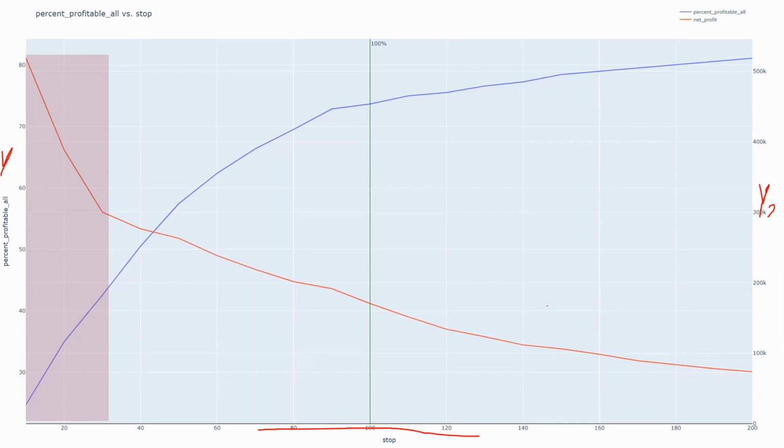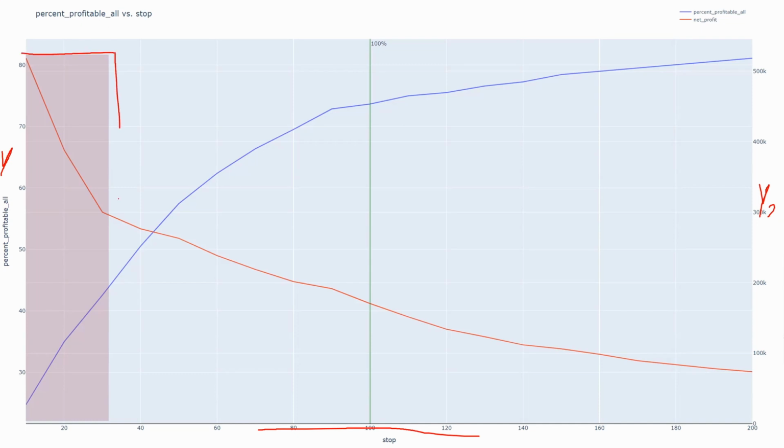But equally, we don't always necessarily get greater winners or bigger targets as a result of using wider stops. So we have to find that relationship between the size of the stop, the percentage of the time our trade's going to win, and the ultimate net profit. And that interchange point you can see is in this little red area over here.